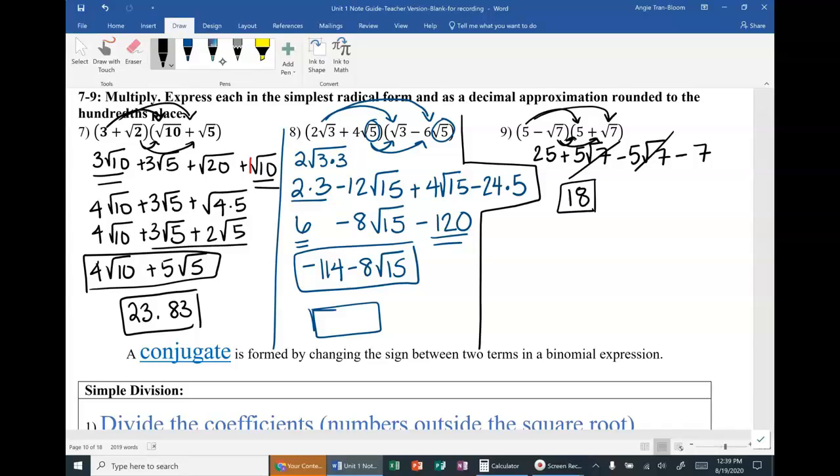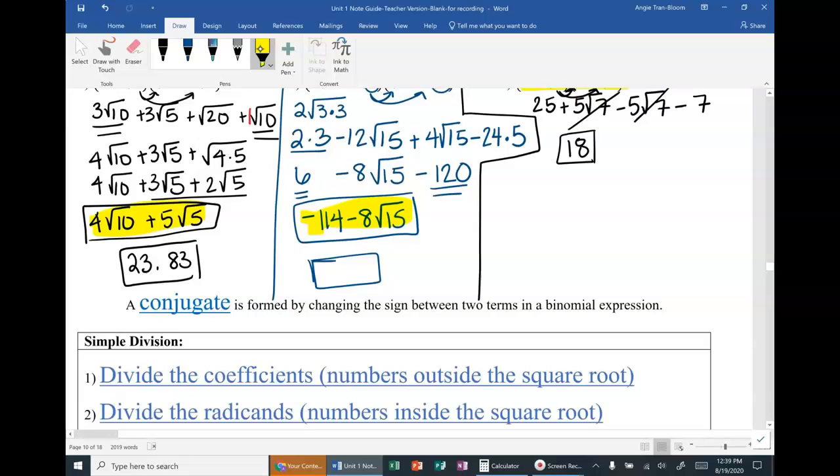Now, notice how all of these answers right here have some sort of radical in them, right? Well, this right here, we came up with an answer of a whole number. Now look at those two binomials. Everything is exactly the same except the sign in the middle. So I'm introducing you to the word conjugate. A conjugate is formed by changing the sign between the two terms in a binomial expression.